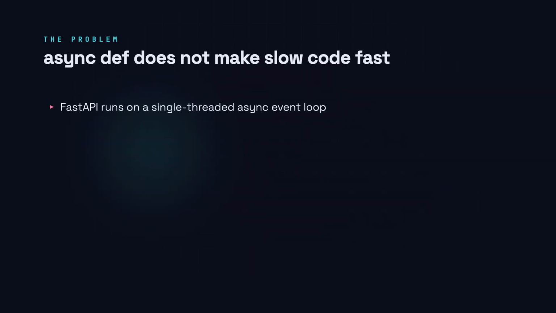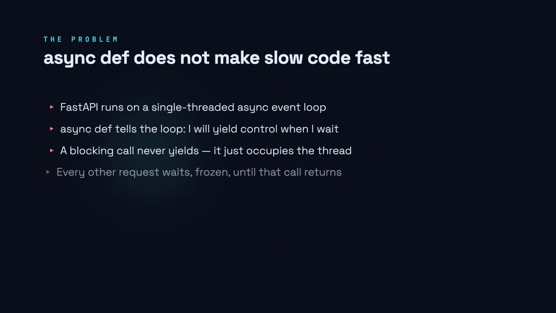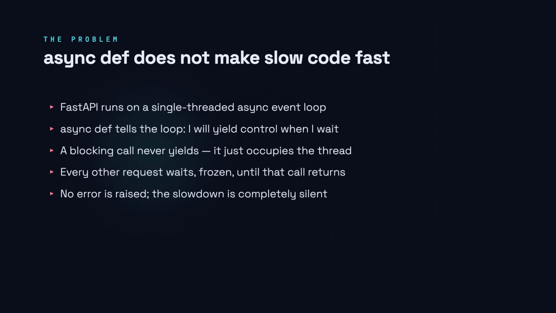When you write async def in FastAPI, you're making a promise to the event loop. Whenever this function has to wait for something, a network call, a database query, it will pause and let other requests run. But if you call a synchronous blocking function instead of an async one, that promise is broken. The thread is occupied, the loop is stuck, and every other user's request just waits in silence.